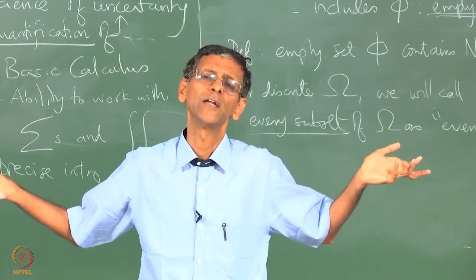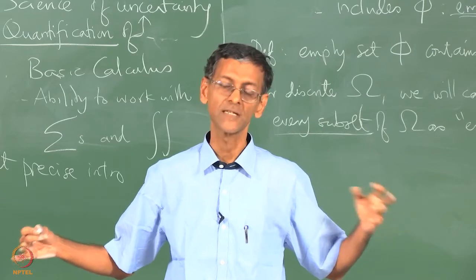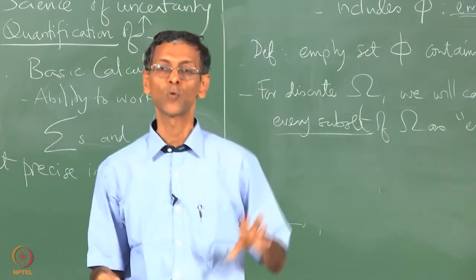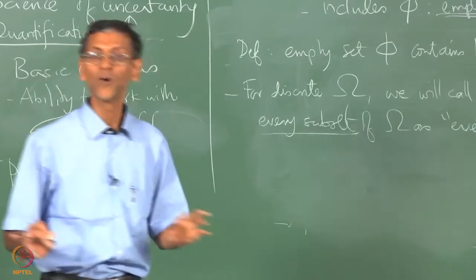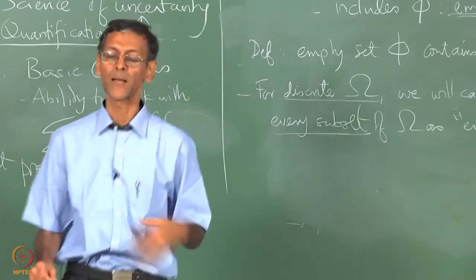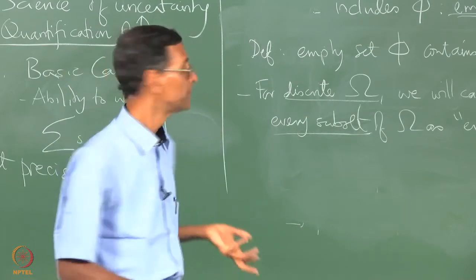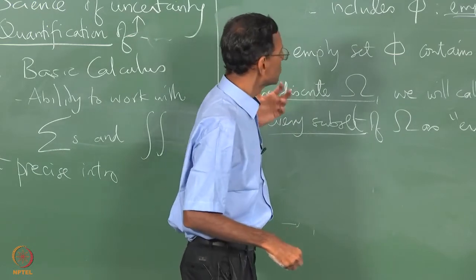You might ask what is the point, why do we want to include it, but for mathematical completeness it is important to precisely define what is an event and what is not an event. And right up front I want to say, for discrete sample spaces we will basically allow every subset of that sample space to be called an event.